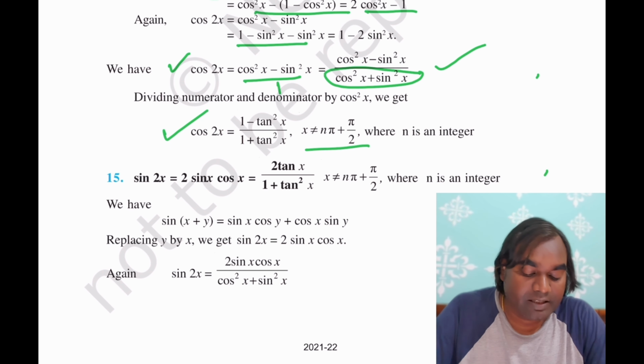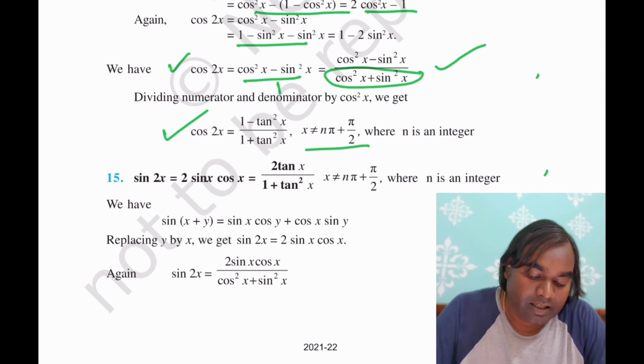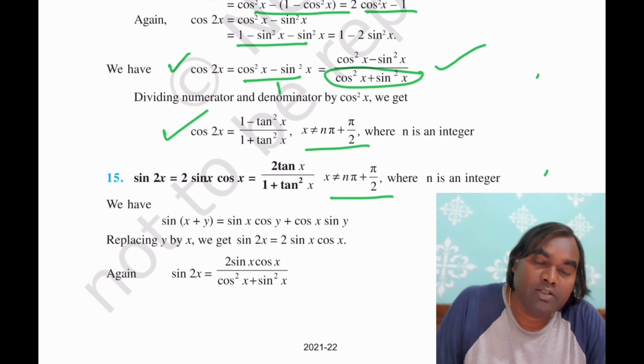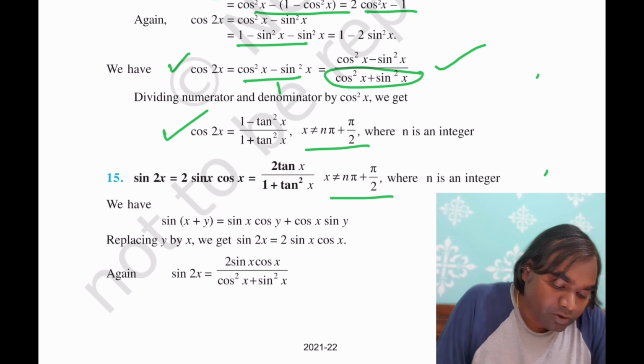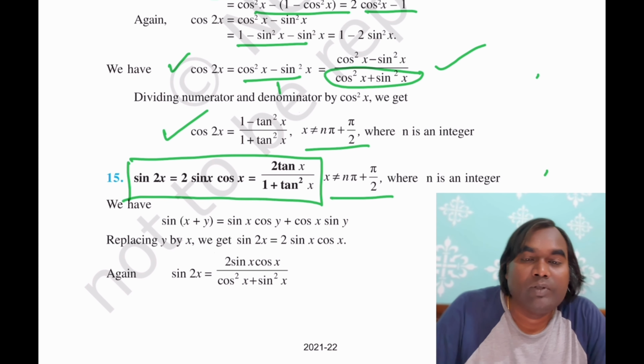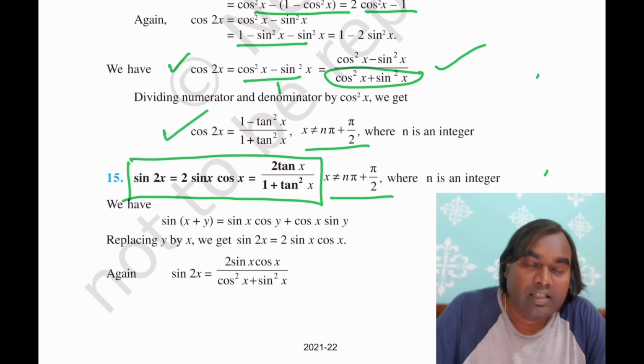Now sin 2x is equal to 2 sin x cos x, that is equal to 2 tan x divided by 1 plus tan square x. The condition is that x should not be an odd multiple of pi by 2. So this is also a very important relation. You should remember this: sin 2x is equal to 2 sin x cos x is equal to 2 tan x divided by 1 plus tan square x.